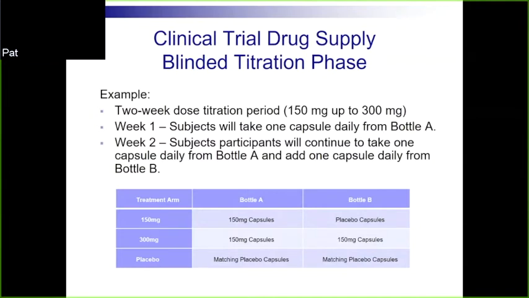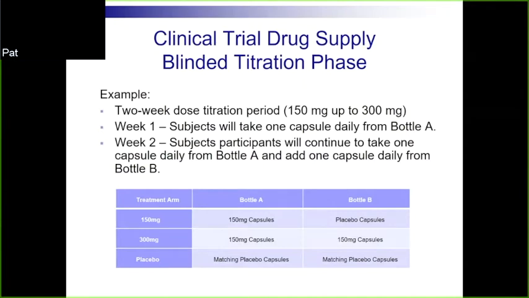Sometimes these studies have a titration phase, and maintaining the blind during that titration is also important. And in this example, we're looking at, again, a 3 treatment arm study, 150, 300, and placebo. And in order for the subjects to reach their highest tolerated dose, they wanted to start out at 150 milligrams and then see if they could step them up to tolerate a 300 milligram daily dose. So week 1, they're taking 1 capsule a day from bottle A. And then at week 2, we introduce bottle B, and they start taking 1 capsule a day from bottle B in addition to bottle A.